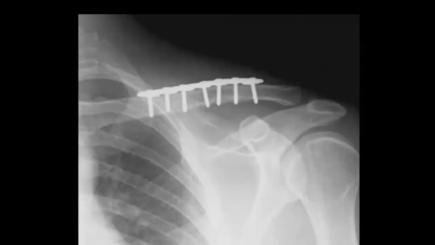And this is how we put it back together. We put a plate in there and put some screws in. So here is the plate right here, with the screws anchoring in the plate so that the bone can heal correctly.